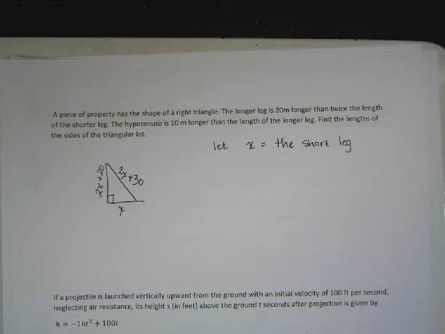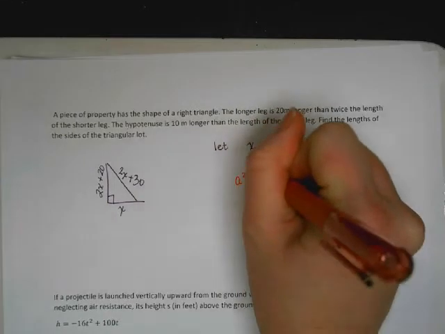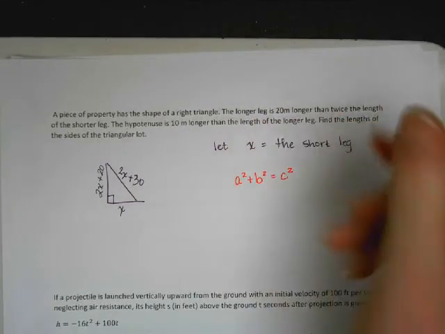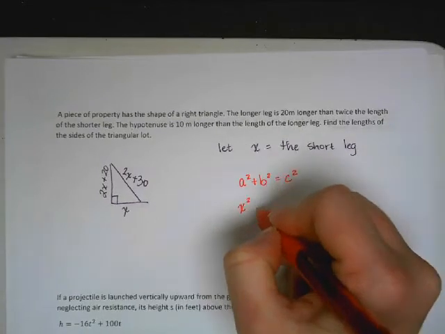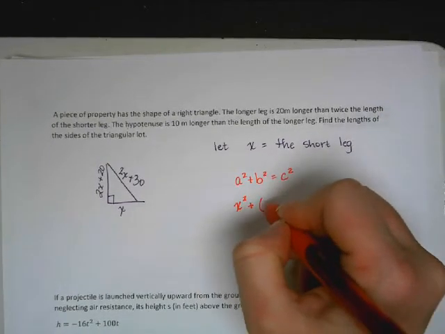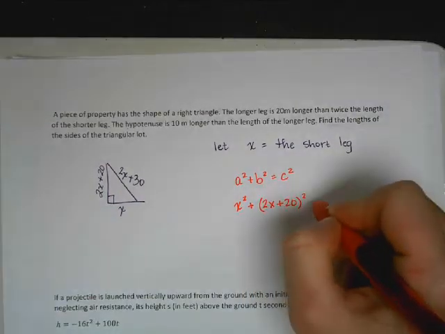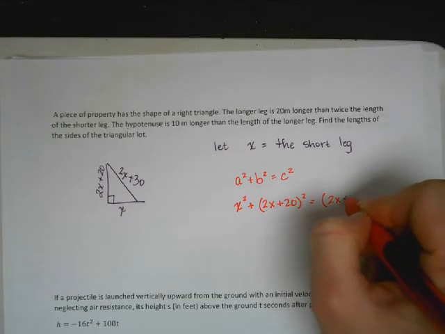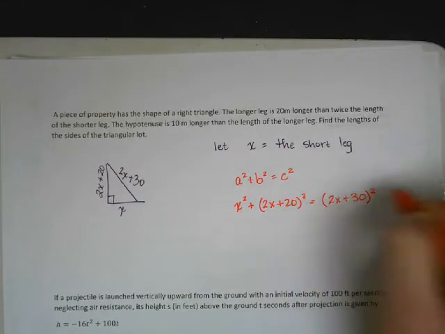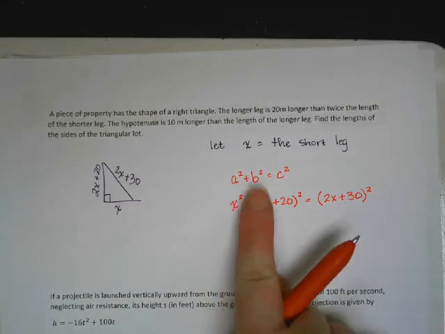So Pythagorean theorem, remember, is a squared plus b squared equals c squared. Oh, I was right. So leg squared, so I'm going to take my short leg, x squared, plus my long leg, 2x plus 20 squared, equals my hypotenuse, 2x plus 30 squared. Wait, so what's A, B, and C? A and B are the legs and C is the hypotenuse.